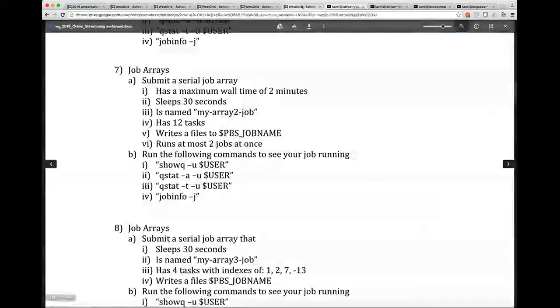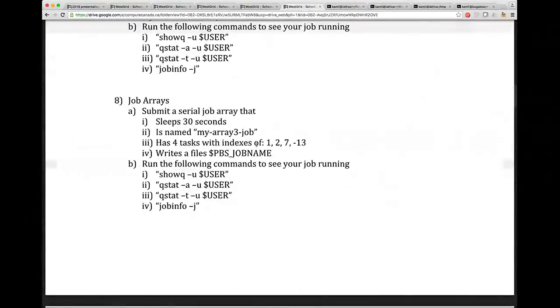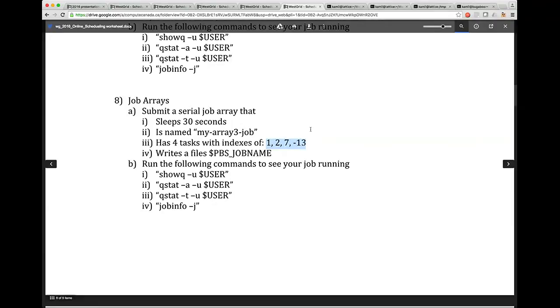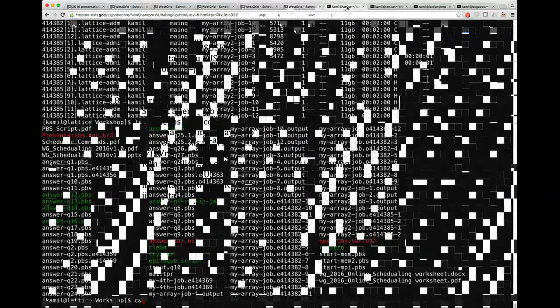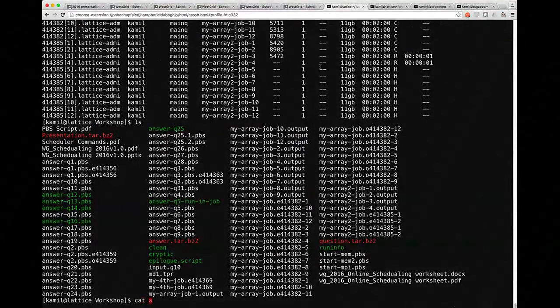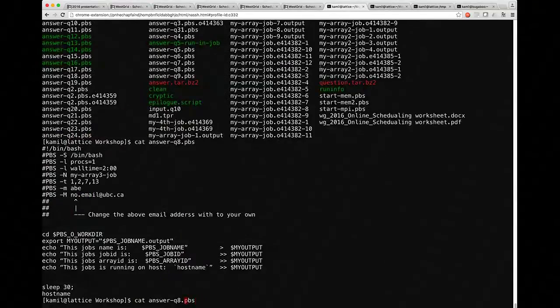Okay. Let's move on to question 8. We could look for jobs with different indexes, so you don't have to just do 1 to 12. You could give the job indexes 1, 2, 7, and -13. In this case, -13 used to be turned into a 13. Now this should give you an error. Finally, the scheduling system actually treats this as an error now. So here we're asking for different array indexes for your job array.